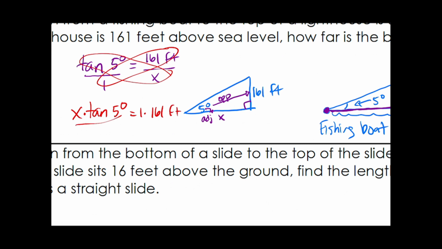And so now I'm going to divide both sides by tangent of 5 degrees. The tangent of 5 degrees cancel out. So I get x equals 161 divided by tangent of 5. Well, I just punched that into my calculator. Make sure your calculator is in degree mode. 161 divided by tangent of 5 degrees. Hit enter and I get 1,840.238, which I will just put 1,840.2 feet.